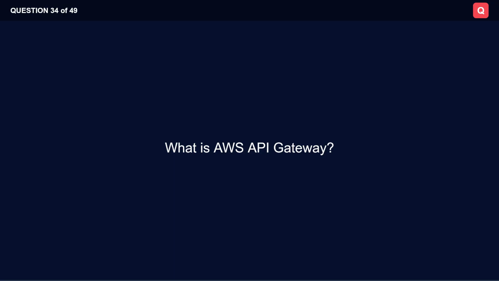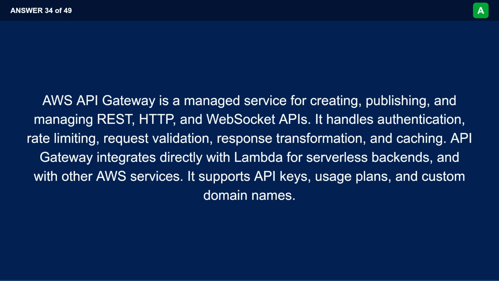What is AWS API Gateway? AWS API Gateway is a managed service for creating, publishing, and managing REST, HTTP, and WebSocket APIs. It handles authentication, rate limiting, request validation, response transformation, and caching. API Gateway integrates directly with Lambda for serverless backends and with other AWS services. It supports API keys, usage plans, and custom domain names.